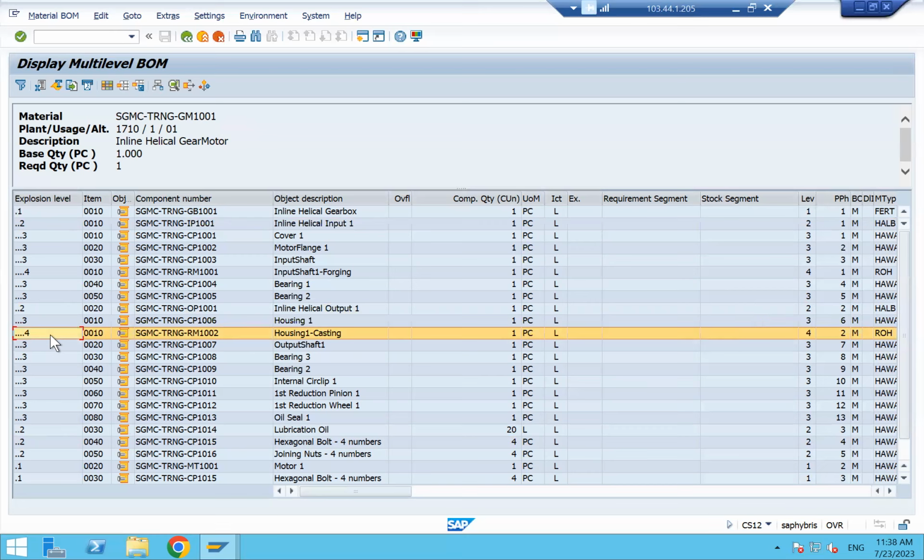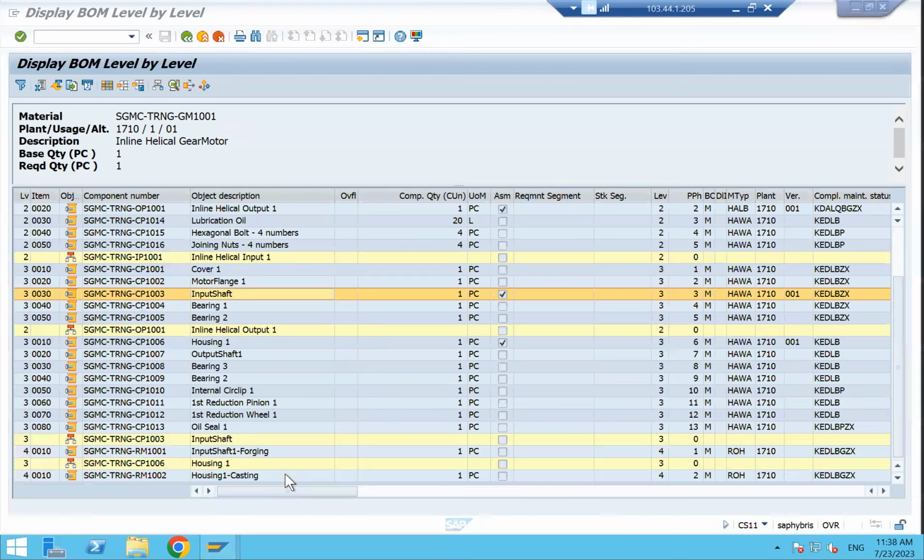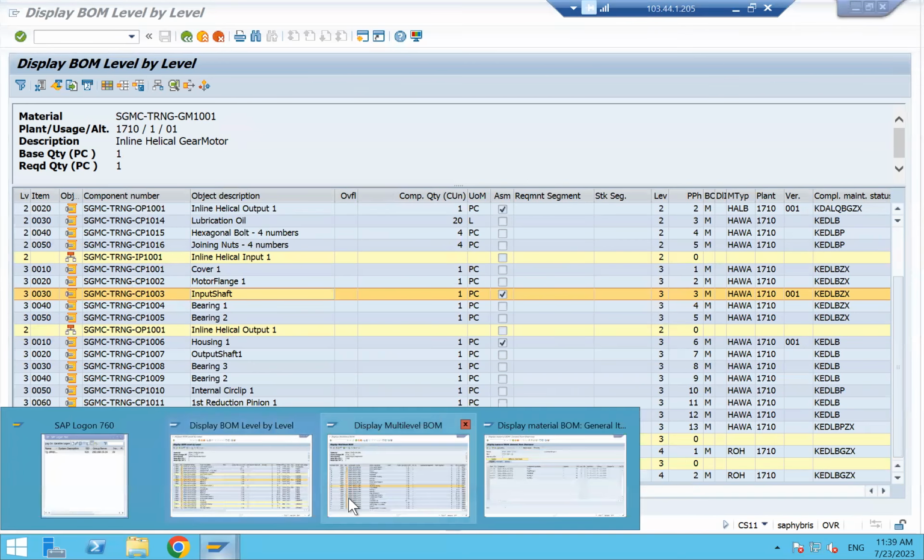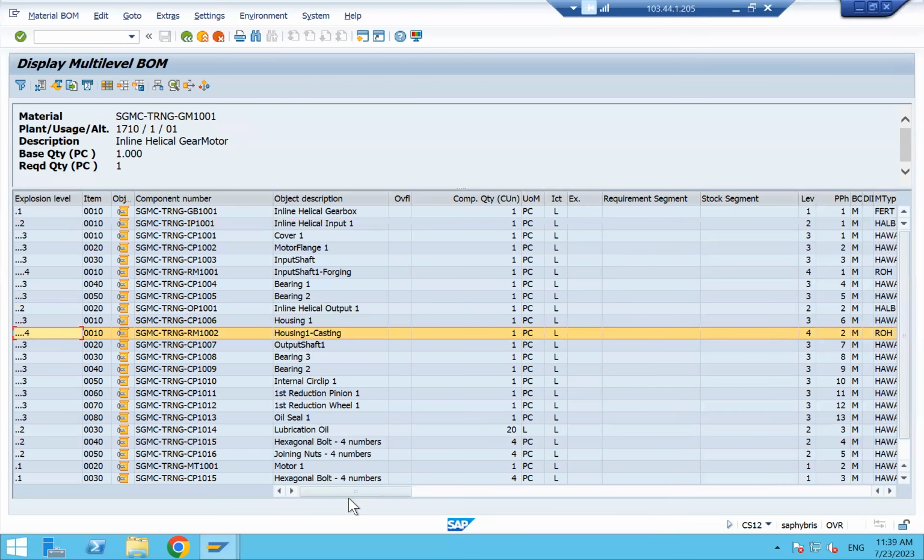So depending on what you find easy to understand, you can use this or that one, both. How did you get this view, sir? CS12. Different transaction. I'll write it down. That is CS11. This is CS12. This is CS11. This is CS12. Understood.